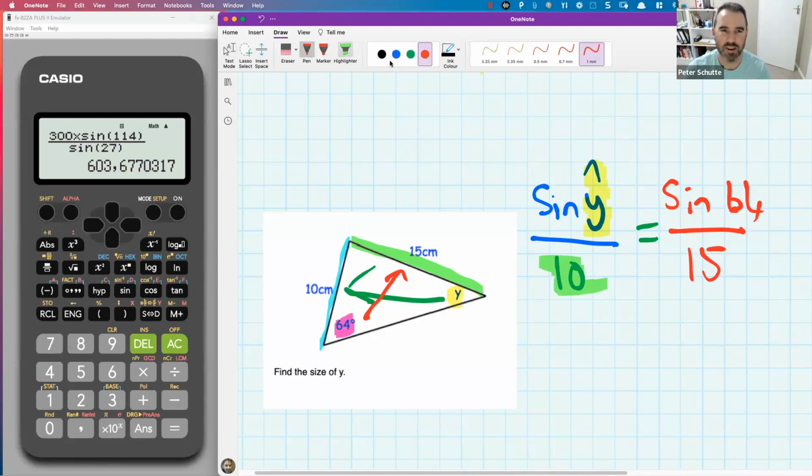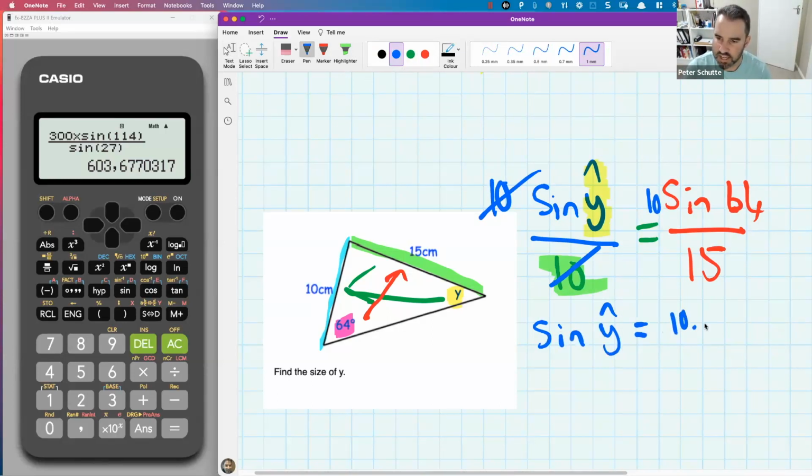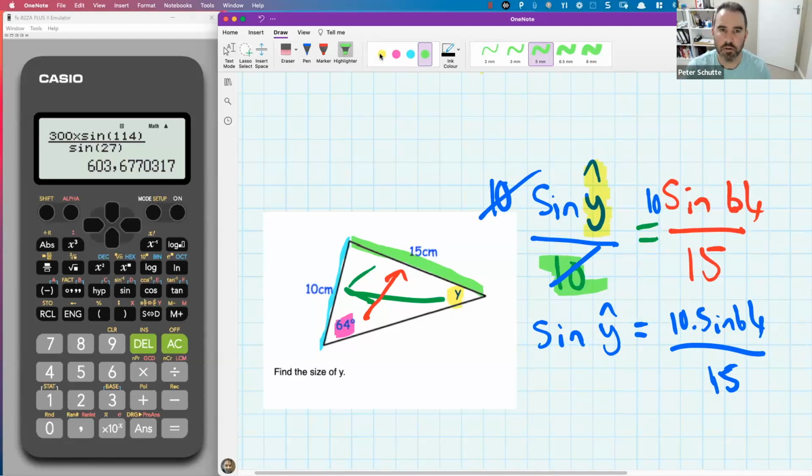In some ways, this is kind of easier. You just multiply both sides by 10. And now we have the sine of y is equal to 10 times the sine of 64 over 15. All right, next problem. I want the y by itself, and at the moment, I have the sine of something. How do I undo sine? What undoes sine?